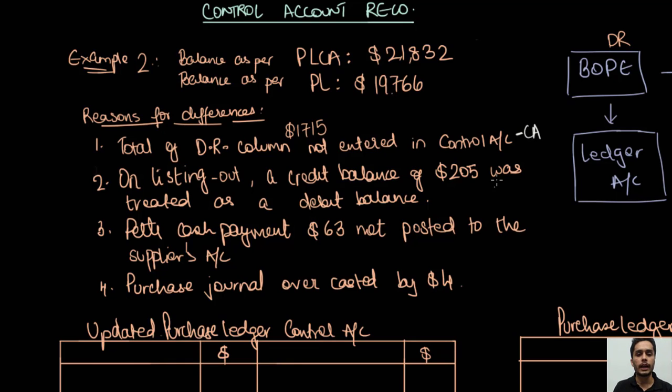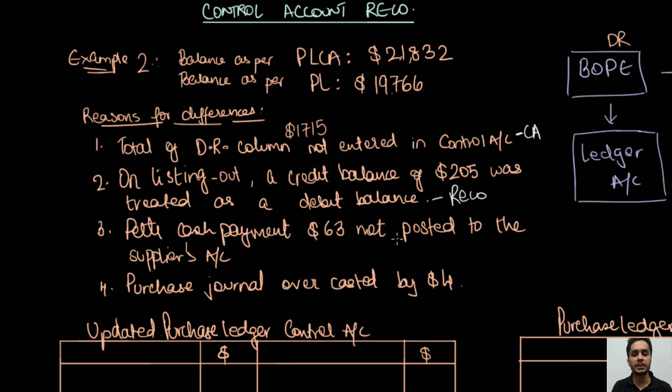On listing out, a credit balance of 205 was actually treated as a debit balance. On listing out means when they took a schedule of all the creditors' balances, a total of all the balances in the creditors' account, one of the balances had a credit of 205 but that was mistakenly taken as a debit balance of 205. Obviously, when you do this error, your balance as per the purchase ledger accounts, that is given as 19766, is incorrect now, and hence this will be recorded in the reconciliation. This error does not affect the control account in any way.